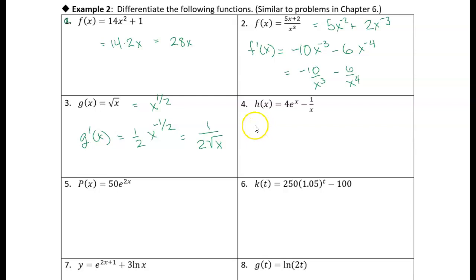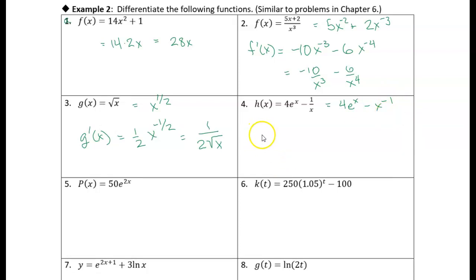All right, let's look at the next one. So I have a constant multiple of an exponential function, and I'm going to rewrite the 1 over x as a power function. So I have 4e to the x minus x to the minus 1. This makes it a little more straightforward as far as applying the power rule.